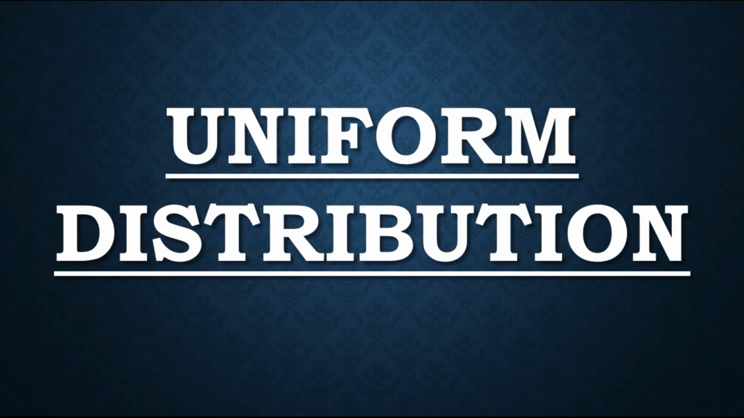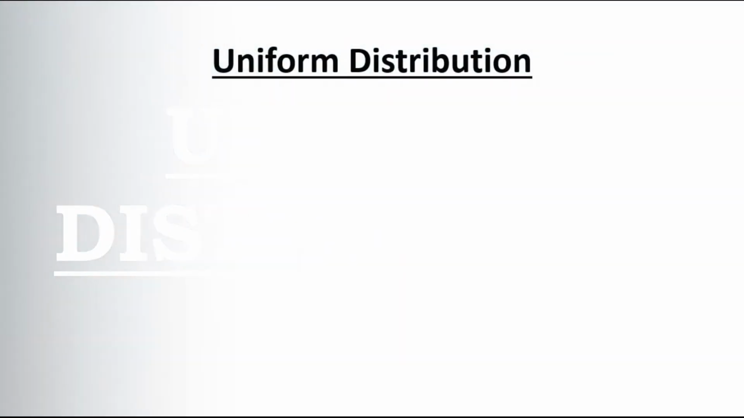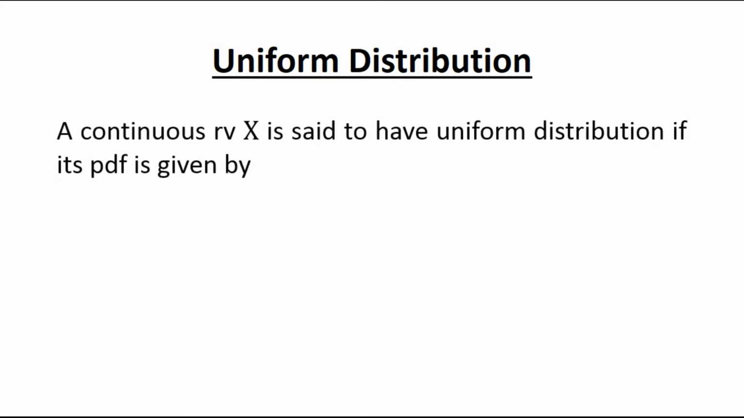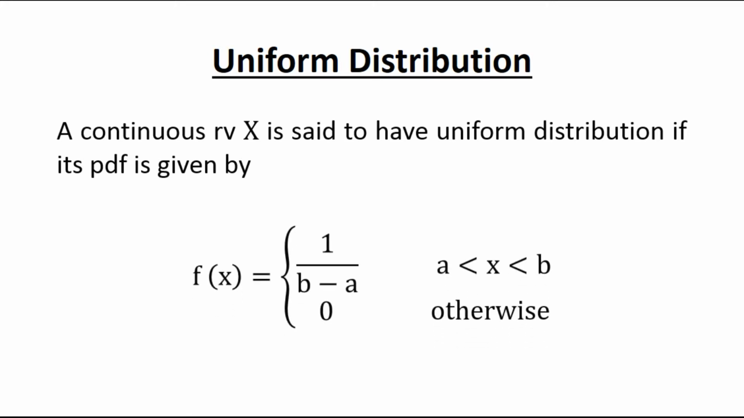Hello students, today's topic is uniform distribution. A continuous random variable x is said to have uniform distribution if its PDF, that is probability density function, is given by f(x) equals 1 upon b minus a, where x lies between a and b, or f(x) equals 0 otherwise.